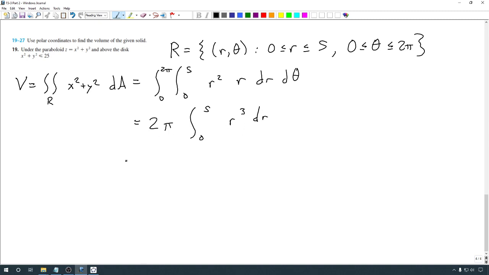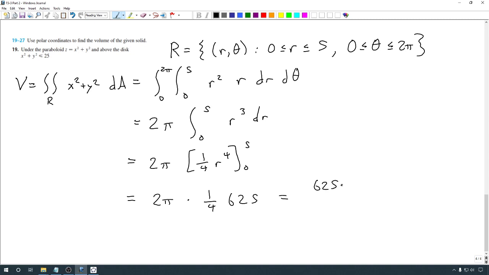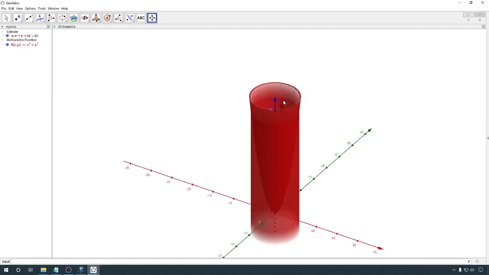What is the integral of r cubed? Is this going to be a 1/4 r to the 4th? We get to take 5 to the 4th power again, unfortunately, but we have a 2 pi times 1/4 times 625, then minus 0. Or in other words, we can cancel out a 2 from top and bottom. We get 625 pi divided by 2 as our answer. That is the volume underneath this paraboloid, inside of that circle.